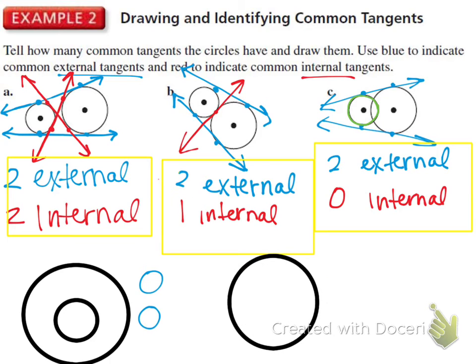The only other thing you might have is two circles where they touch at one point, but it's on the inside. So there wouldn't be any internal tangents because there's no space between them, but there would be one external. So there'd be 1 external and 0 internal. There are no other ways to have tangents. This is it. You'll either have them apart like this, touch in one place, touch twice, or those two. That's it.